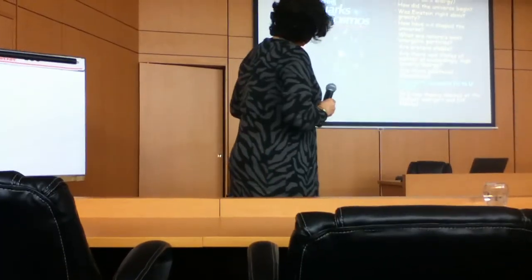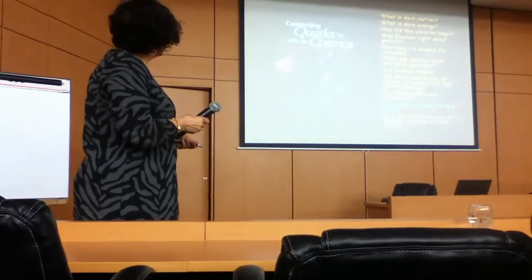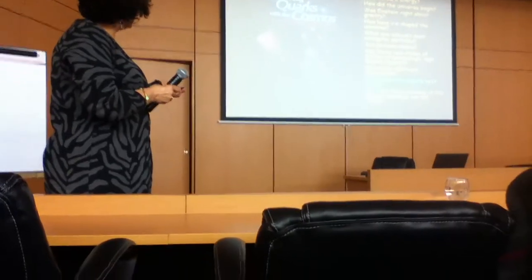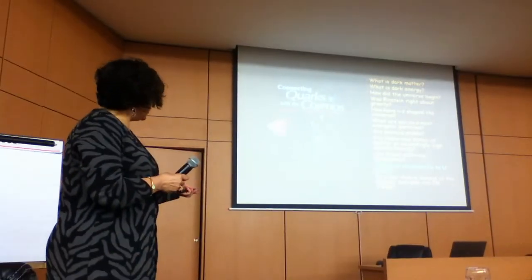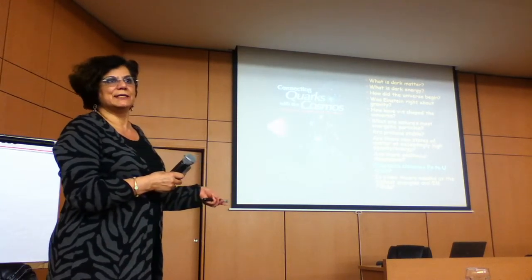So if we take a look, you've seen some of those. We talked about it. So what is dark energy? How did the universe begin? And so on. But the one I'm going to talk about is how were the elements from iron to uranium made?